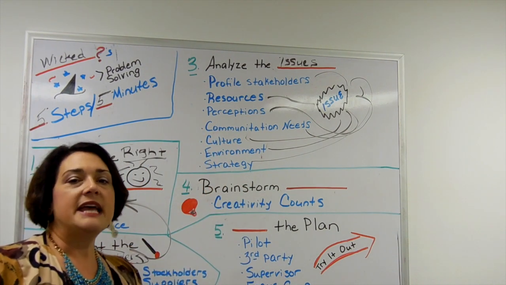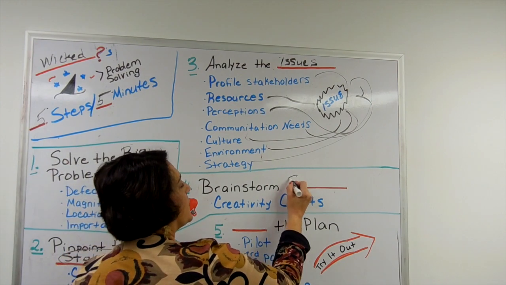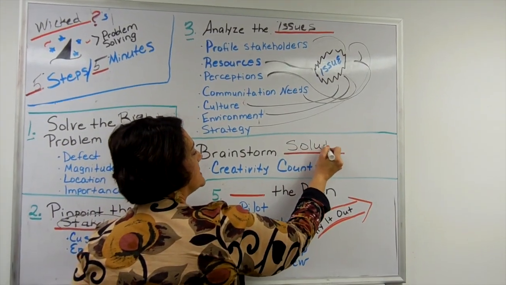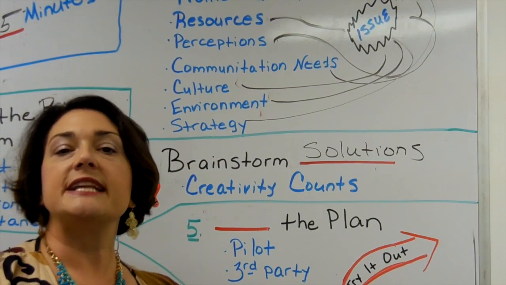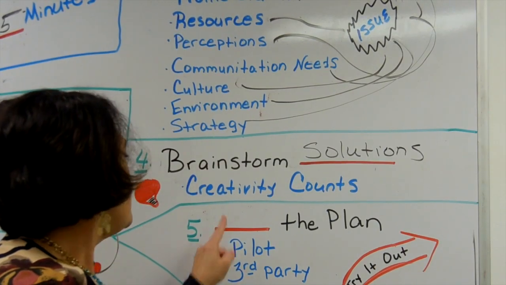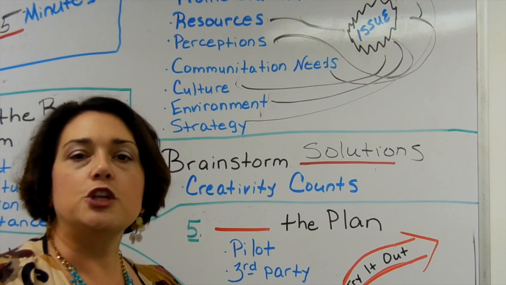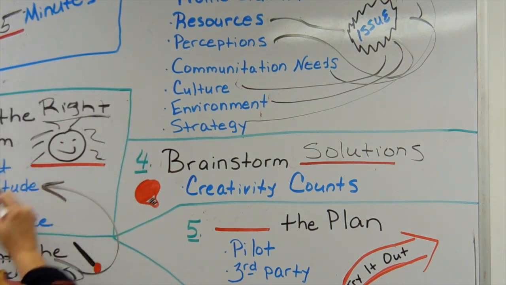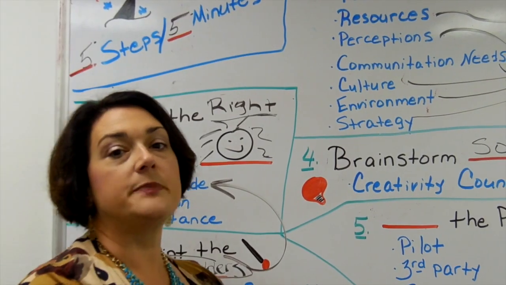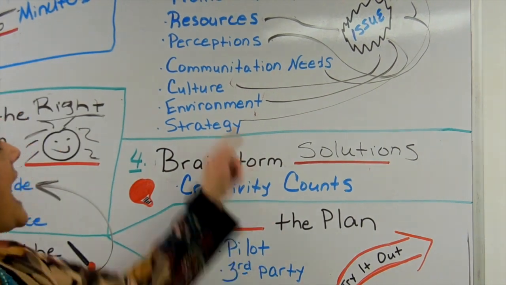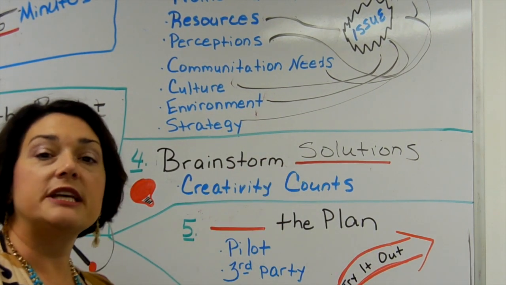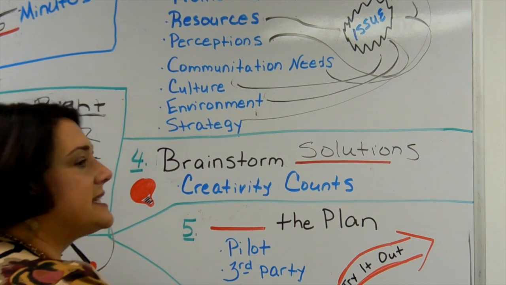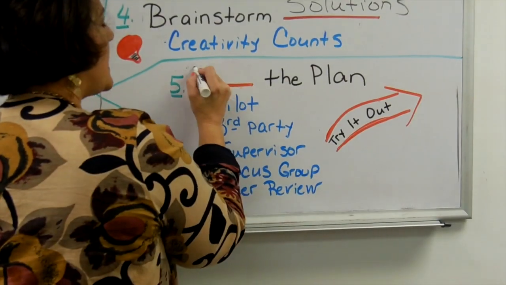The fourth step is get a group together and brainstorm solutions. This is where you want to put your creativity hat on. Think about some ways that you can overcome this problem as you think about steps 2 and 3 and how you analyze them. Once you have that solution or solutions in place, test them. Try it out.